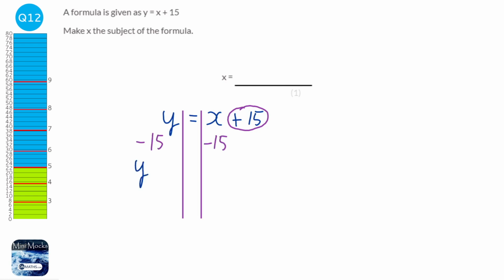So we end up with y minus 15 on the left-hand side, and we've got rid of the plus 15, so we've just got x on the right-hand side. So x is equal to y minus 15.